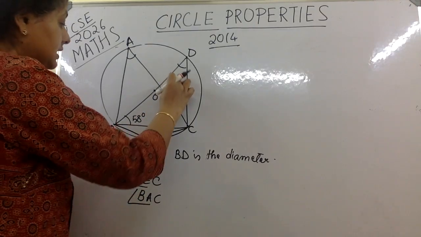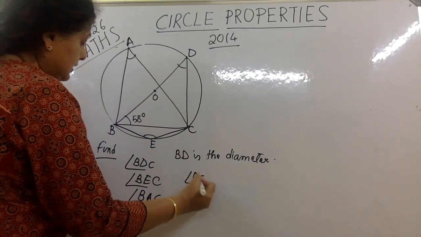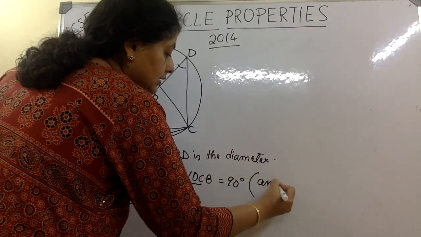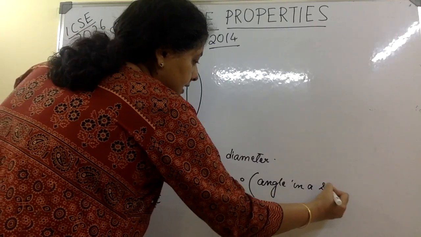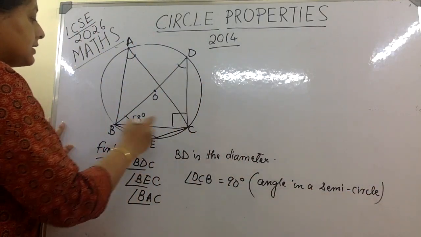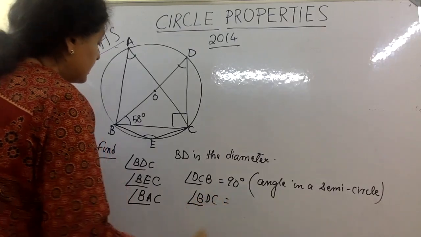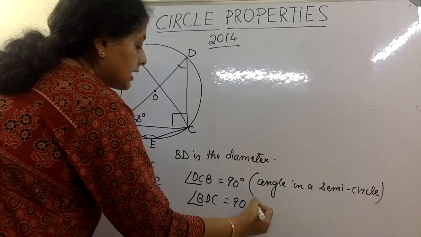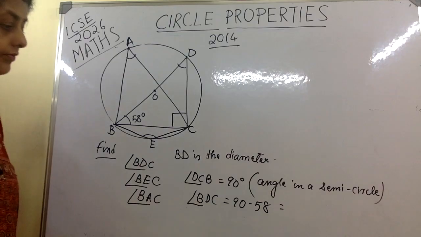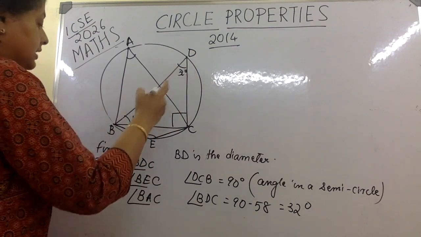Now here BDC is how much? Remember BD is the diameter. Therefore, angle DCB is equal to 90 degrees. Which property? Angle in a semicircle, right? This is one of the properties. So this angle is 90, here is 58. How much is angle BDC? Angle BDC is 90 minus 58, that is equal to 32 degrees. So we got this as 32 degrees.